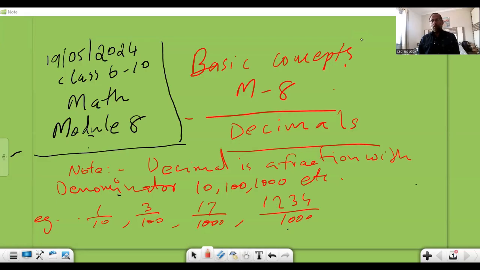How are you? Today is the eighth module of basic concepts. Before, in class 7, we also did decimals. So it is also decimals. Now don't confuse, that was for class 7; it is for all the classes, 6 to 10.